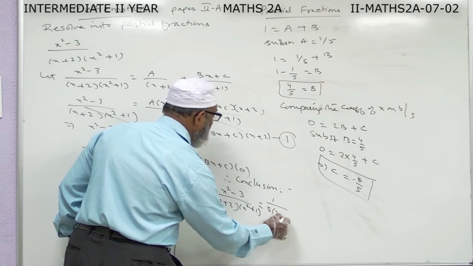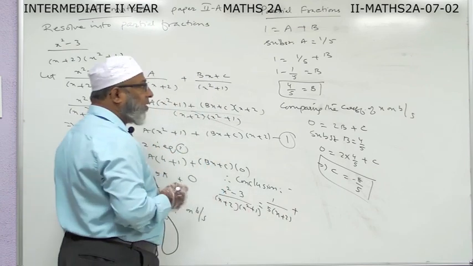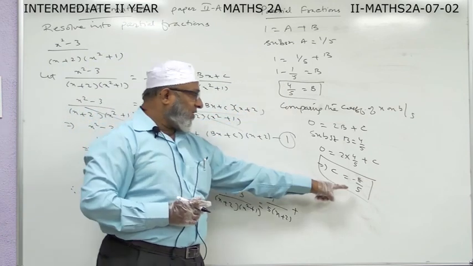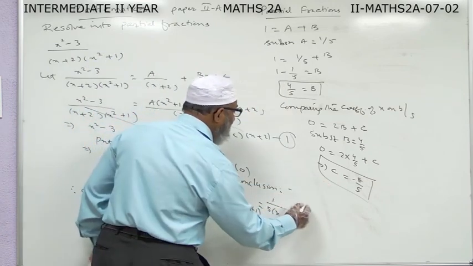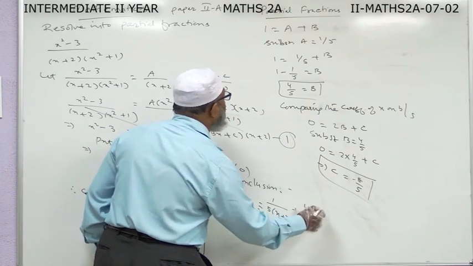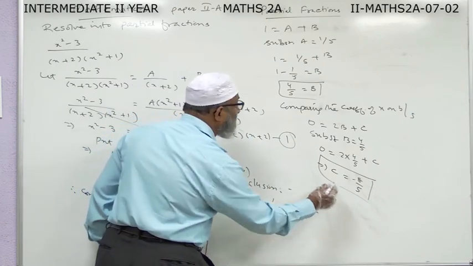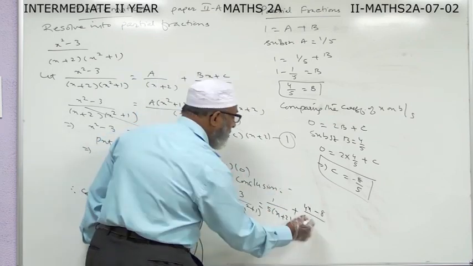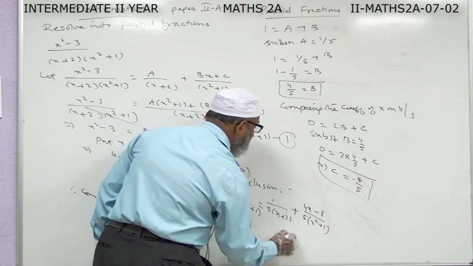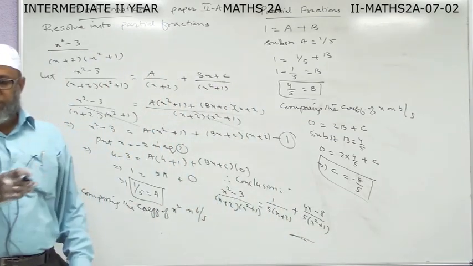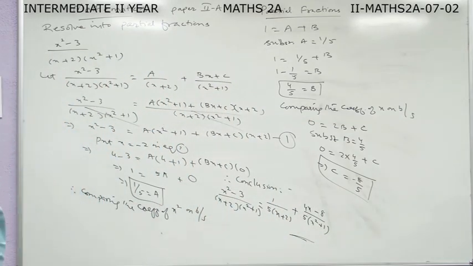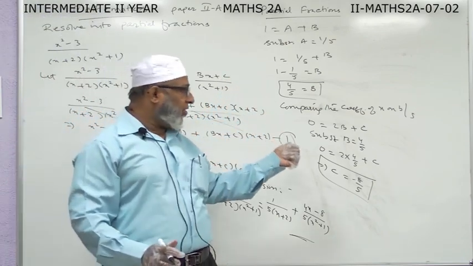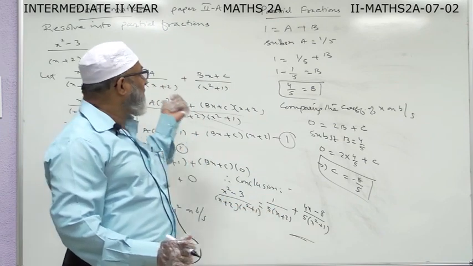1 by 5 into x plus 2 plus bx plus c. What is b? 4 by 5. What is c? 8 by 5. So if I take the LCM as 5, so 4x minus 8 by 5 into x square plus 1. So this is my final answer. Is it clear? So this is again the question of 4 marks of case 3.